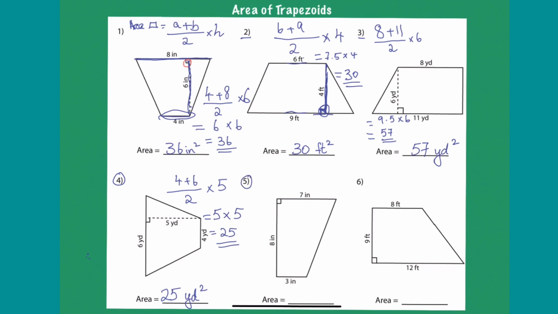Okay. So imagine in this case, you brought this around. So this would be the top, this would be the base, and then this would be your height. So all you would have to do is 3 plus 7 divided by 2 times your height, which is 8. So that would be 10 divided by 2 times 8, which is 5 times 8 gives me 40. So your answer here is 40 square inches.